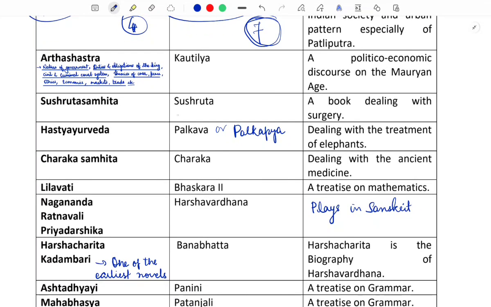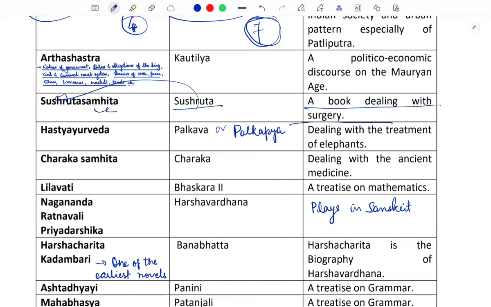Apart from that, Sushrut has written the Sushrut Samhita. You can just relate it with the name, and this was a detailed book dealing with surgery. So in ancient times also, surgery was not so common, but it was possible to do surgery at that time based on Sushrut's work.